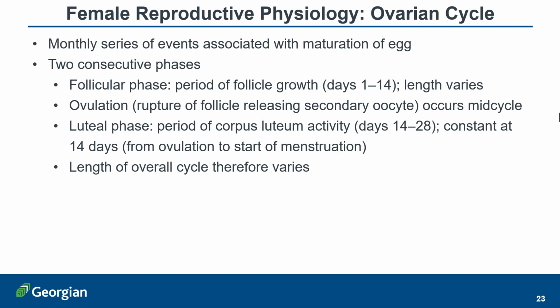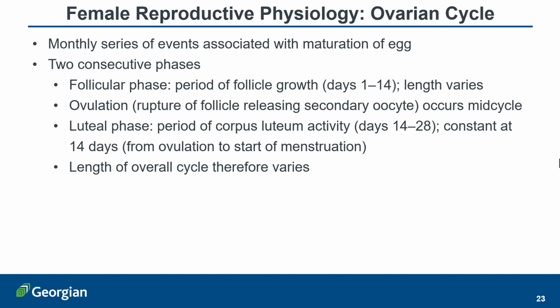Lastly, in terms of female reproductive physiology, we have to discuss both the ovarian and menstrual cycles. Let's start off with the ovarian cycle. The ovarian cycle is a monthly series of events associated with the maturation of the egg, the female gamete. It has two consecutive phases, the follicular phase, which is the period of follicle growth, and that is days 1 to 14, and the follicular phase is the phase that varies. At the end of the follicular phase, ovulation occurs, which is the rupture of the follicle, thereby releasing the secondary oocyte into the uterine tubes.